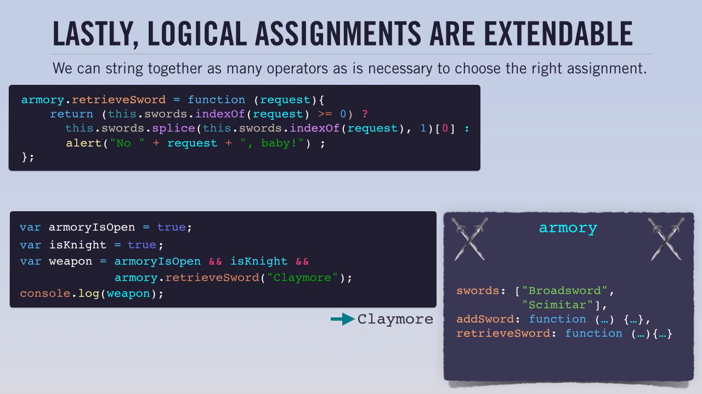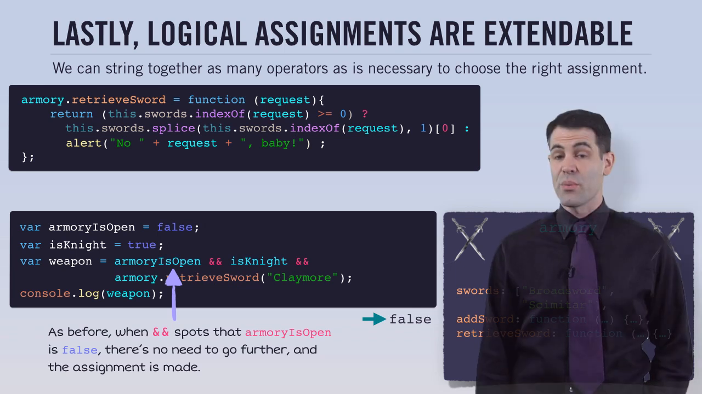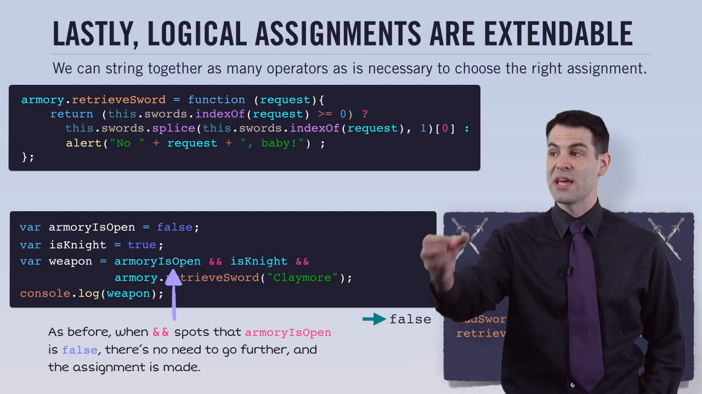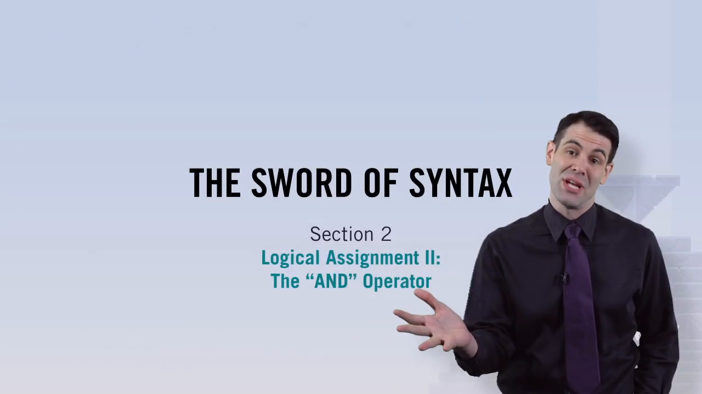So what happens when the armory is closed? It's not open. Well, we don't want to be passing swords out after hours, right? So that first double AND will see that armoryIsOpen is false, and that will instantly get assigned to the variable weapon with a short circuit, not looking at any of the other stuff that's present in our extended assignment. You can see that when we log out the weapon this time, we get false because the armory was not open. Come back when the shop's open, man.